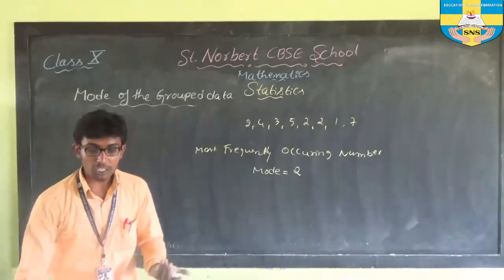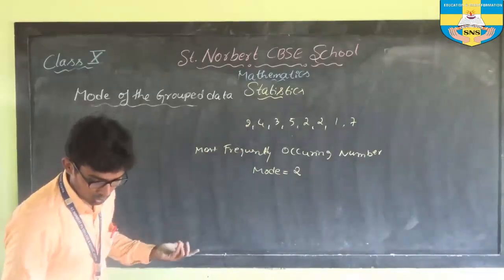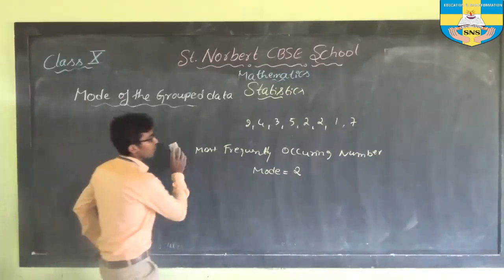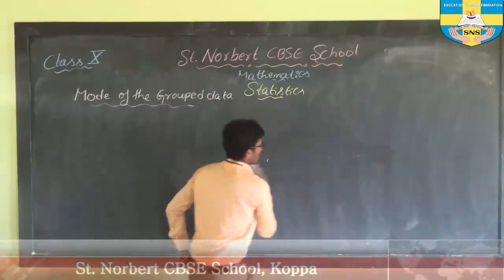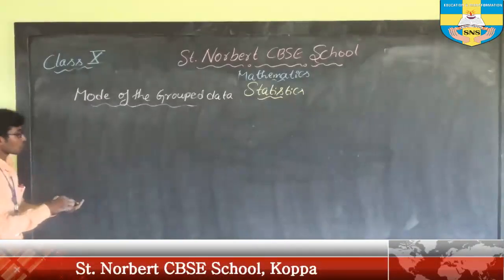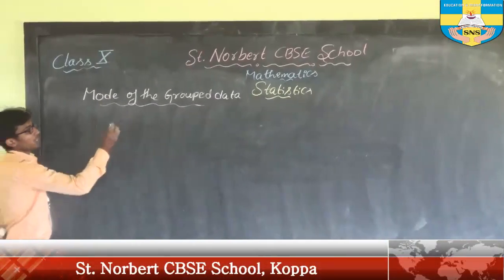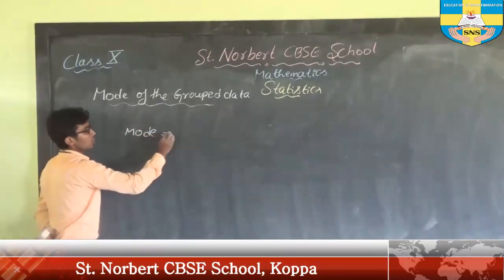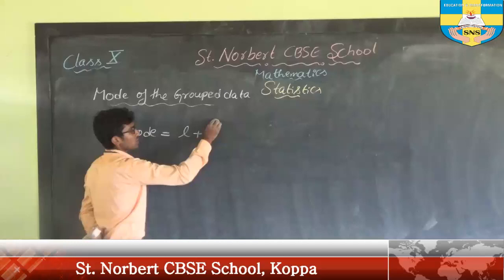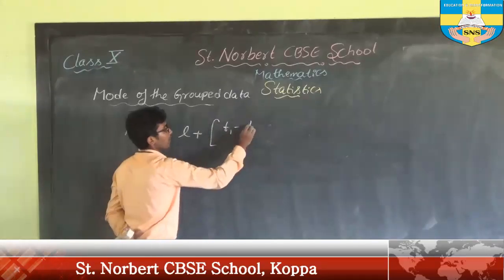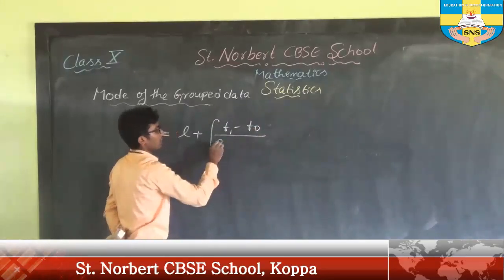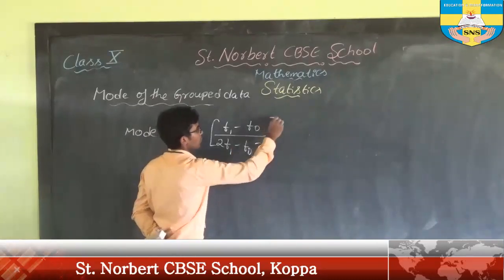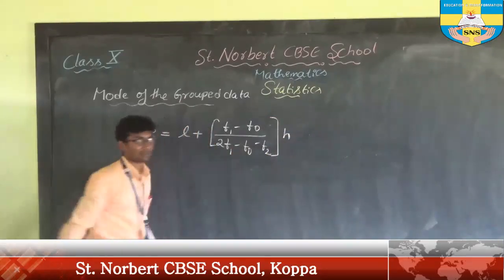But when it comes to the grouped data, how to solve the problem? So we need to depend on the formula. I'll write that formula. Try to take down this formula in your notes. Mode of the grouped data can be calculated by using Mode = L + ((F1 - F0) / (2F1 - F0 - F2)) × H.